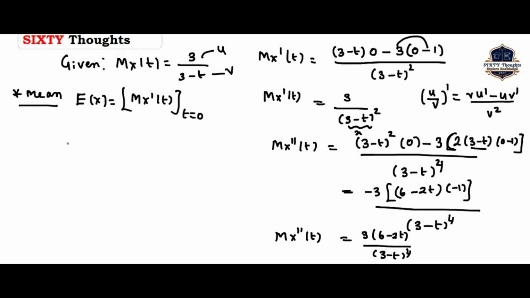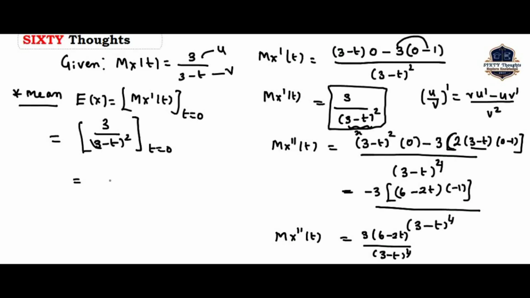So now find the mean. Mean equals Mx dash of t, which is 3 by 3 minus t whole square, right? Substitute t equal to 0. If you substitute t equal to 0, we get numerator value 3 by denominator 3 minus 0 whole square. So that is equal to 3 by 3 square. 3 square is nothing but 9. So we get 1 by 3. So mu, that is nothing but E of x value.